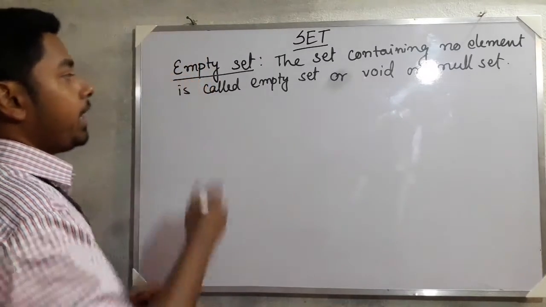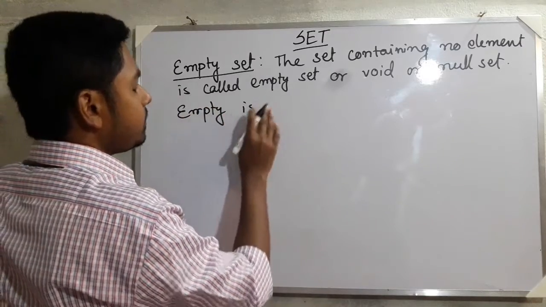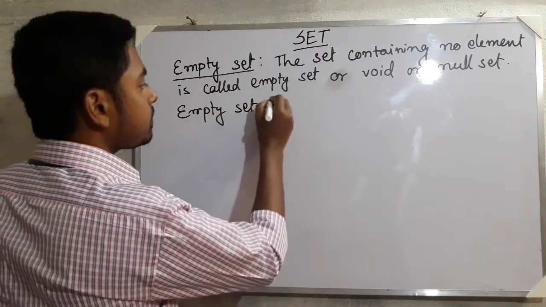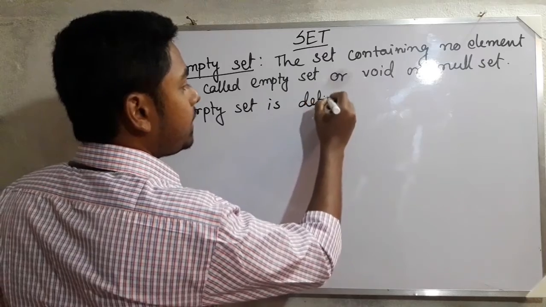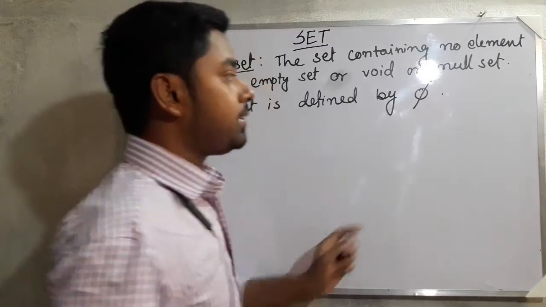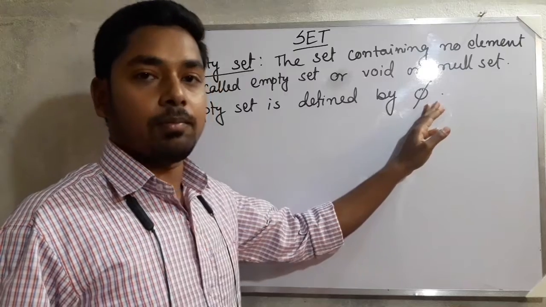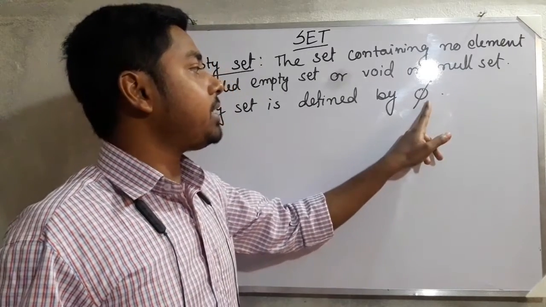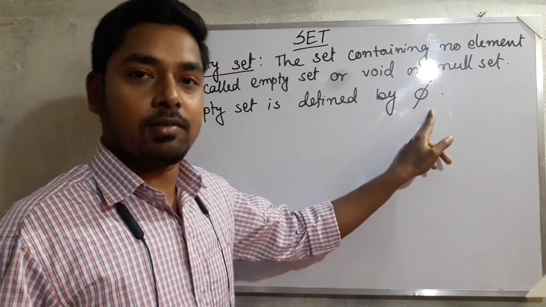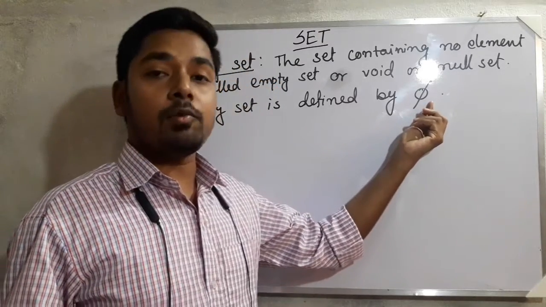Now, the empty set is defined by phi. This is a new term. Still, this is the new term in your mind, and that is called phi. Phi means the empty set. Whenever you get this type of term, you have to think this is phi, and this is the empty set.